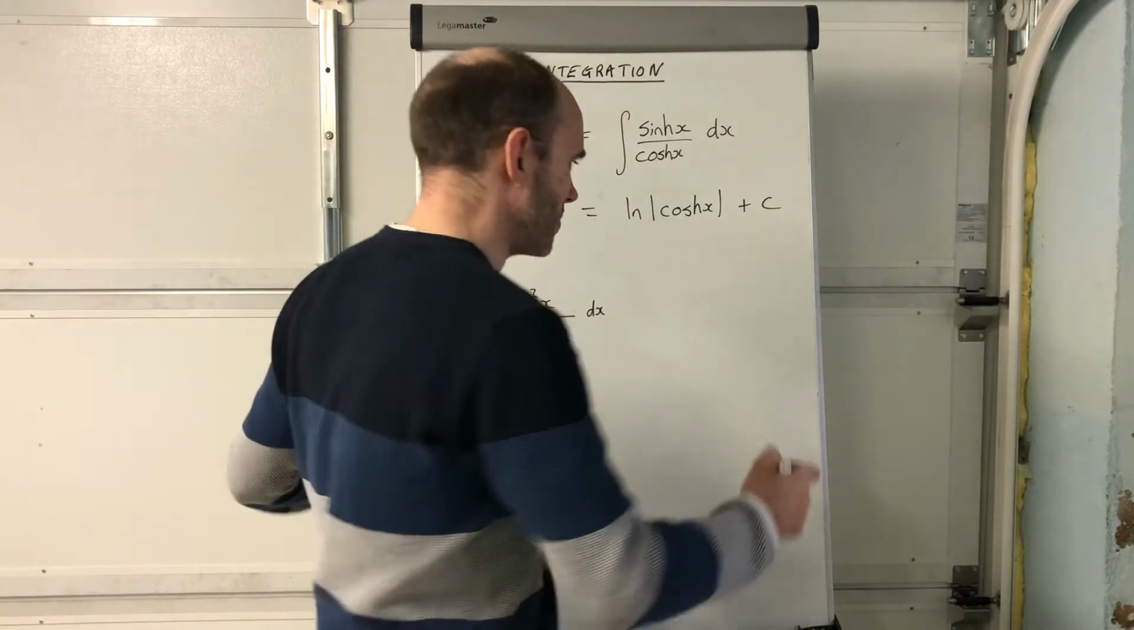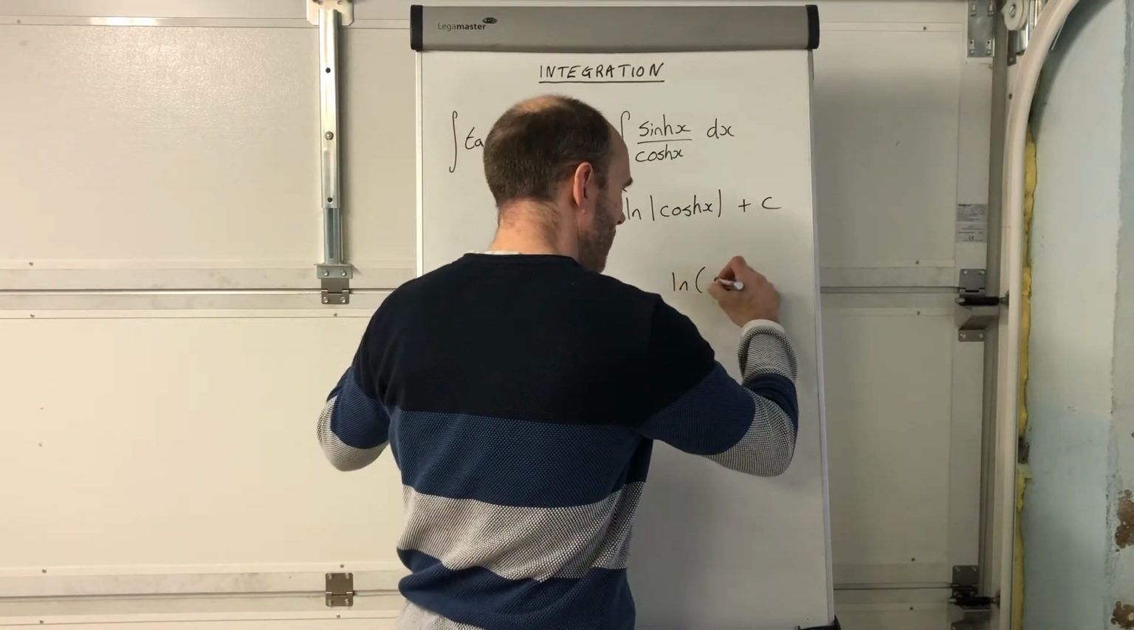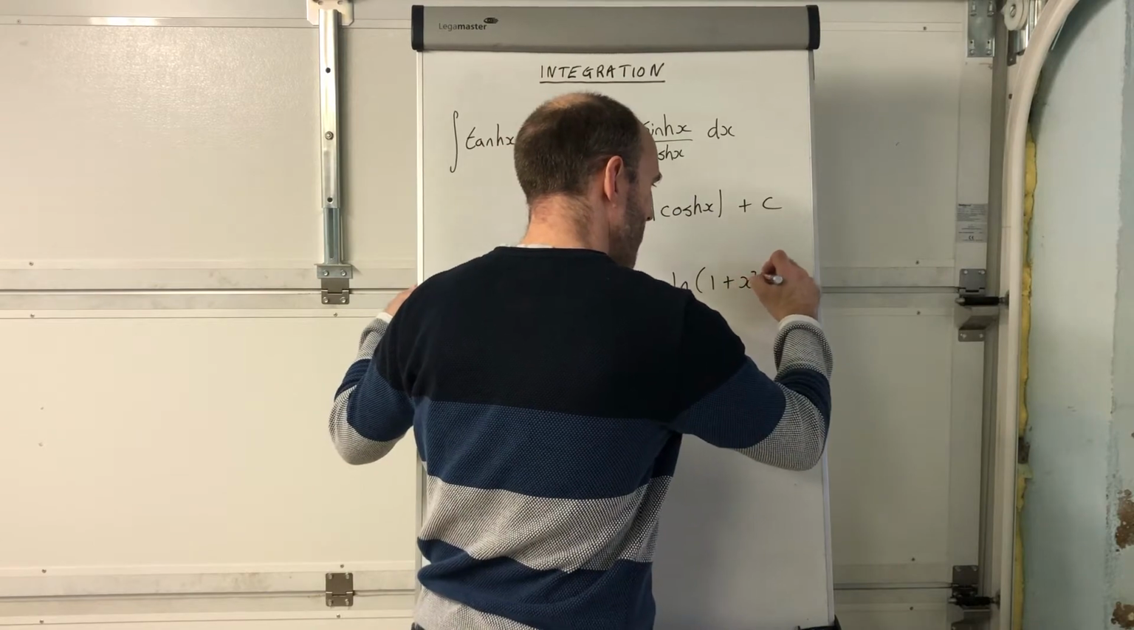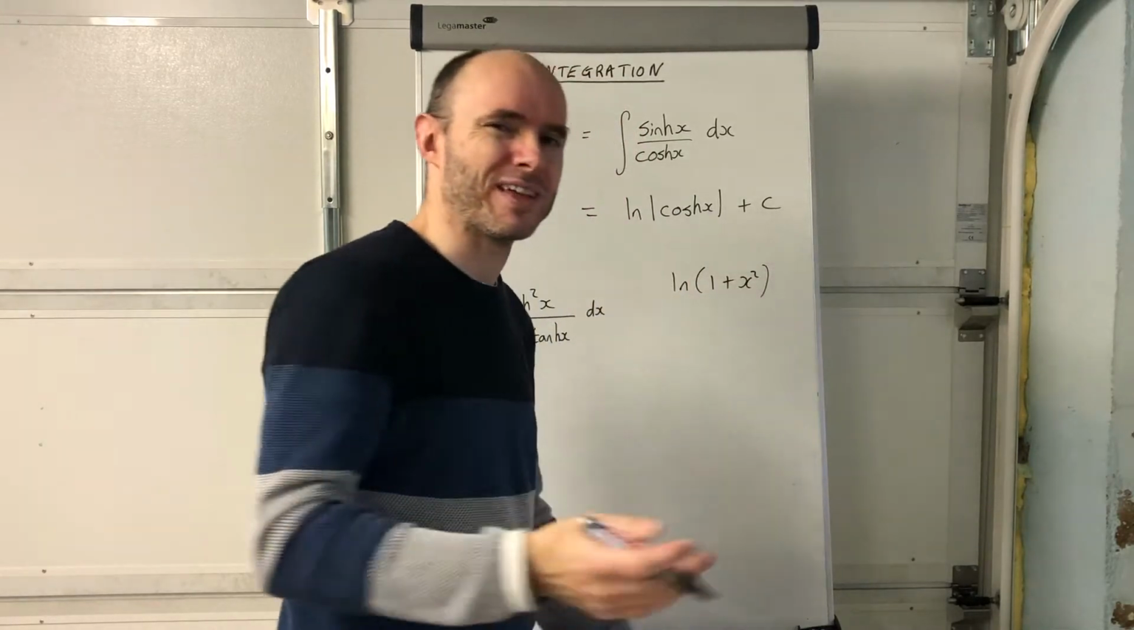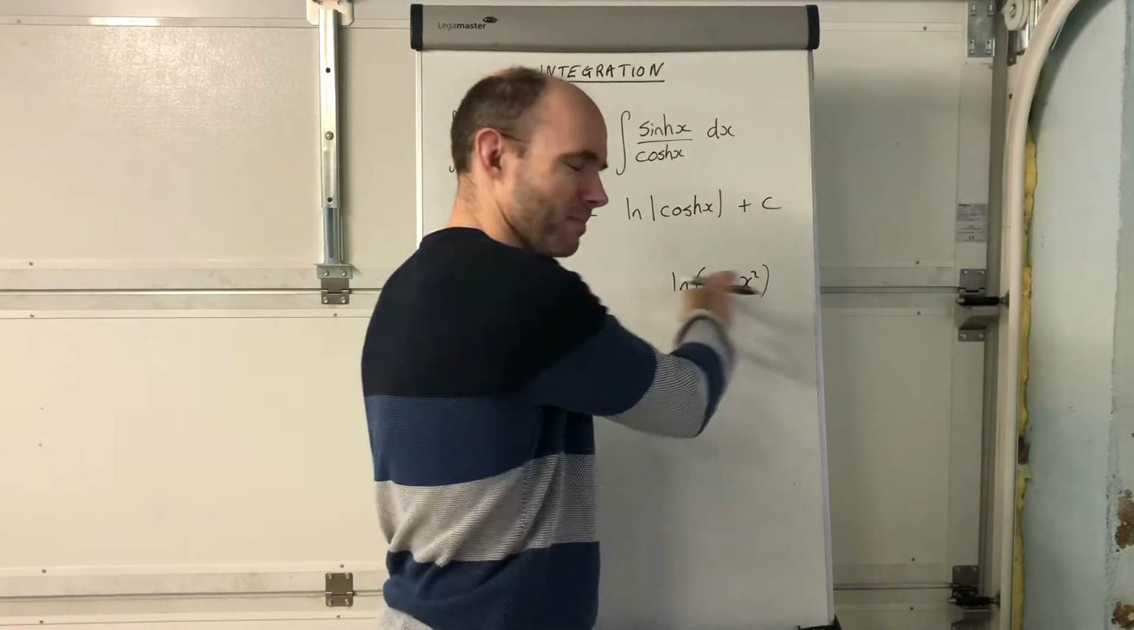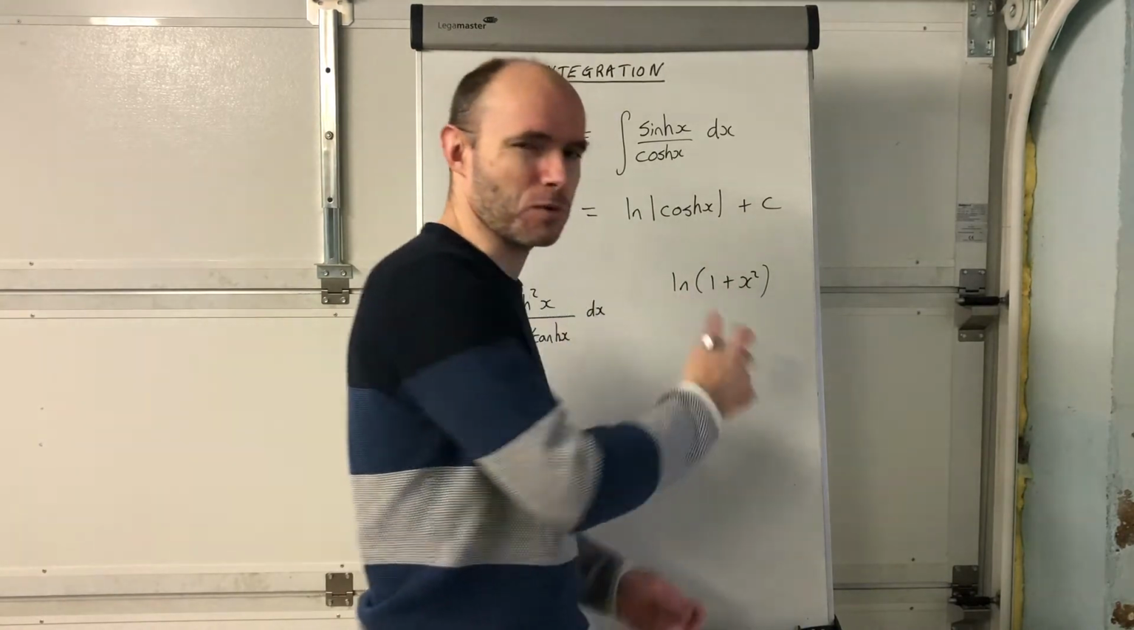So another example, I might have gone through this one before. Natural log of 1 plus x squared. You don't need modulus brackets around that, do you really? Because when you put in any real number, you're going to get a positive result, okay?